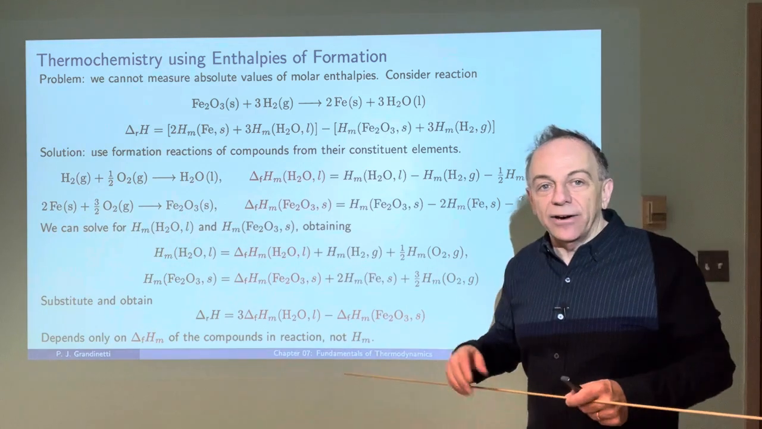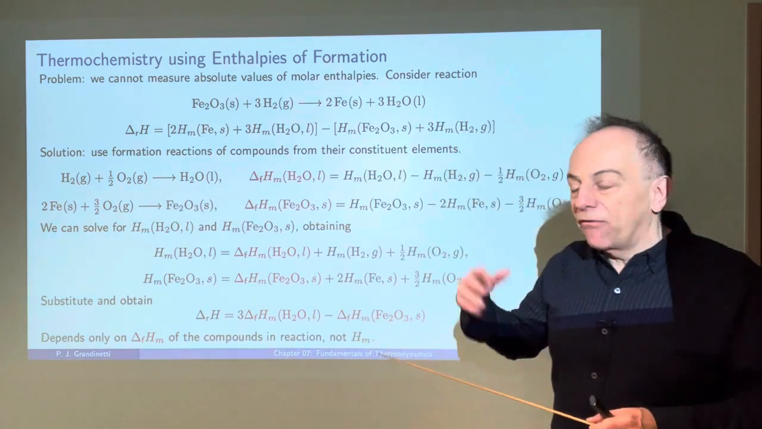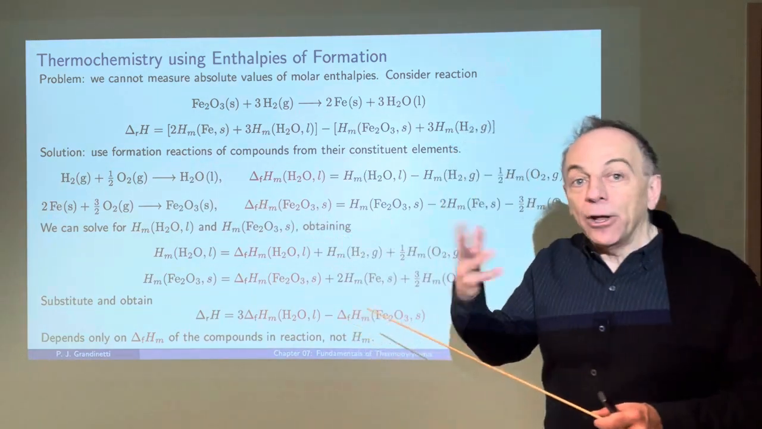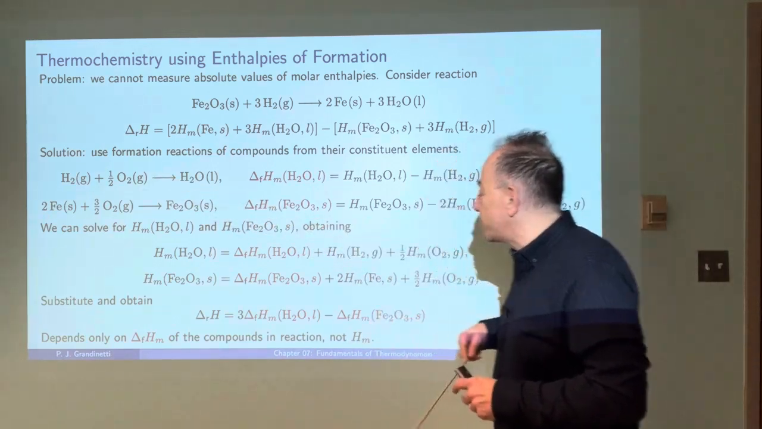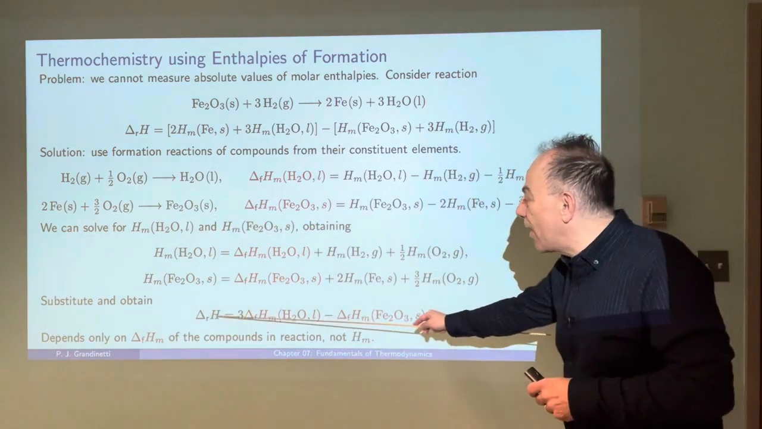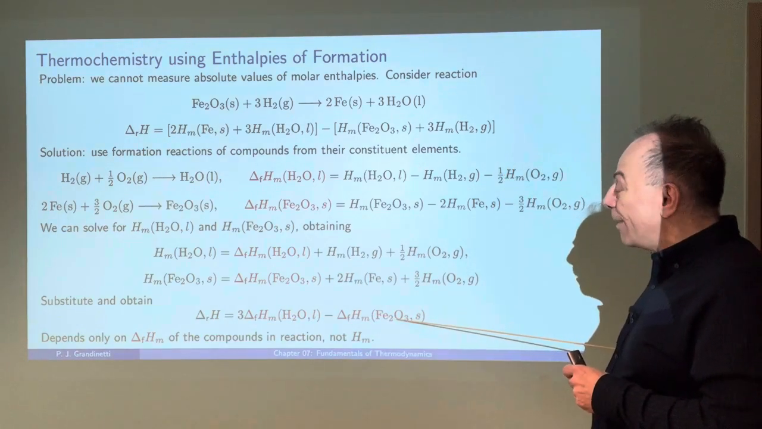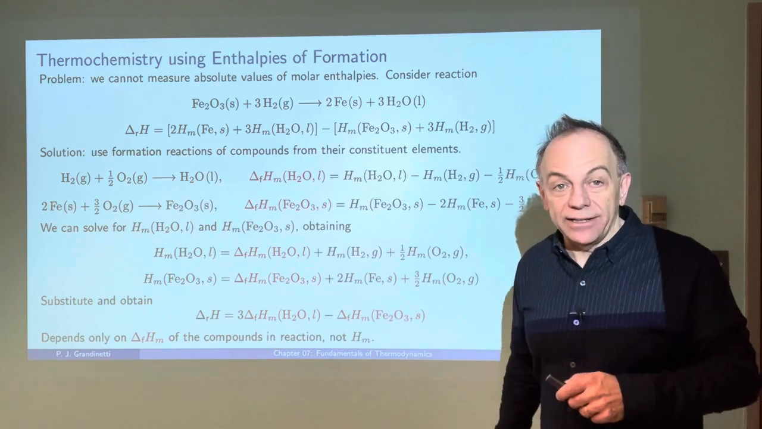So this trick simply takes advantage of the fact that we have these reference states, which are the formation of our compounds from their stable elemental states, and that allows us to rewrite molar enthalpies for reactions in terms of the enthalpy of formations for the compounds that are involved in the reaction.